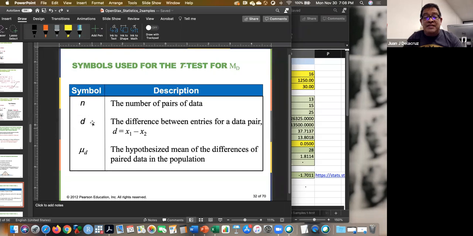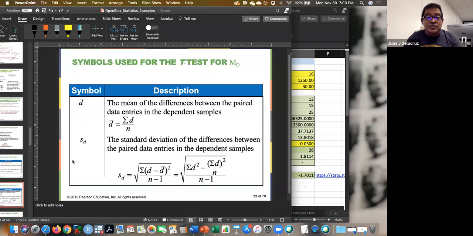So I'm going to find the difference, and then I'm going to find the hypothesized difference. It's basically the same. The hypothesized difference is going to be equal to 0. That's the comparison of the means that I want to do based on my samples. So I need the mean of the differences, which is found like this.